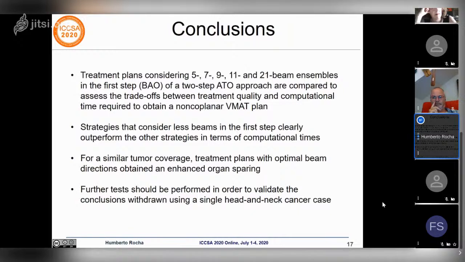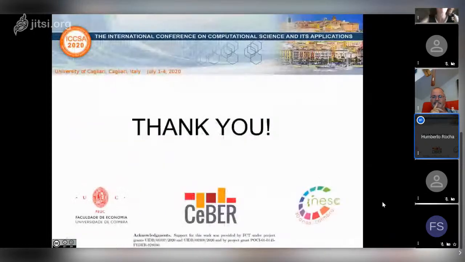So, speeding up, in conclusion, and I will not read all this, the strategy is good, and it's more efficient when we consider fewer beams, and we should perform further tests because we only tested this in one head and neck cancer case, not only for more cases, but also for different tumor sites. Thank you.